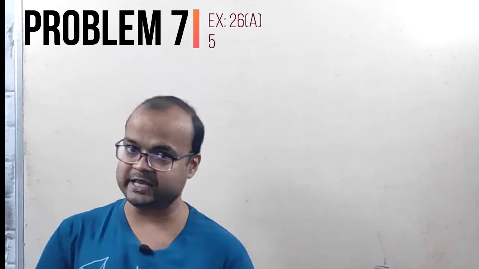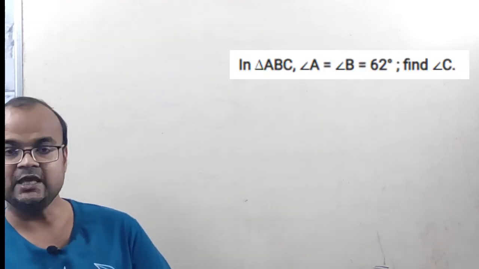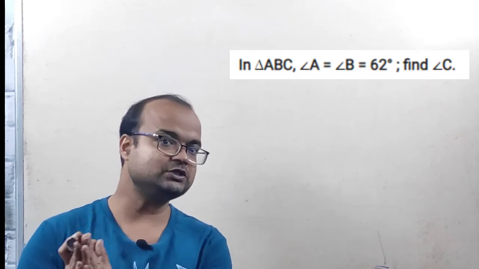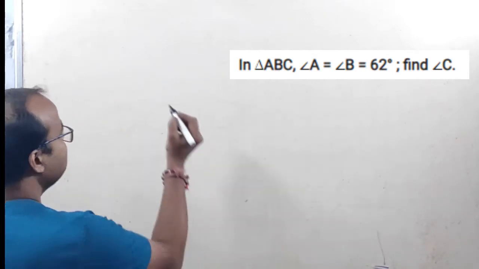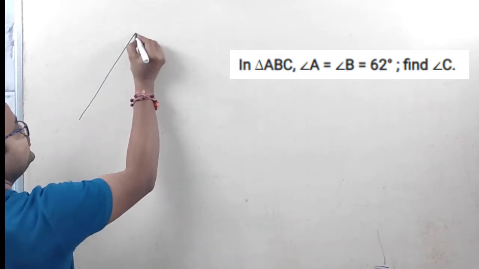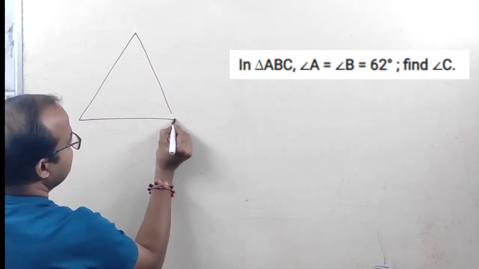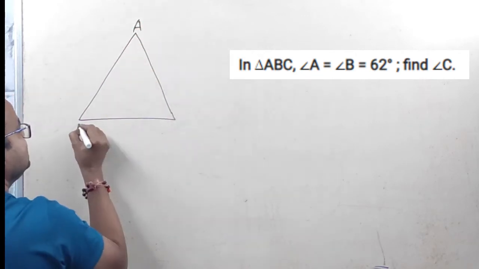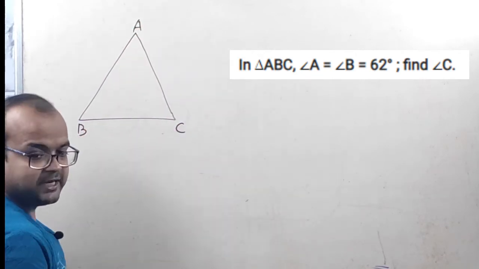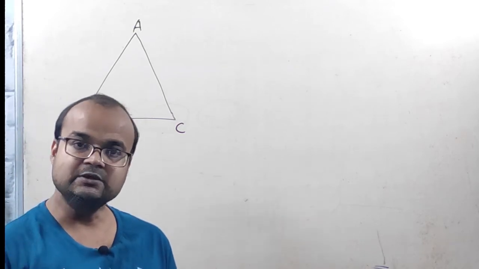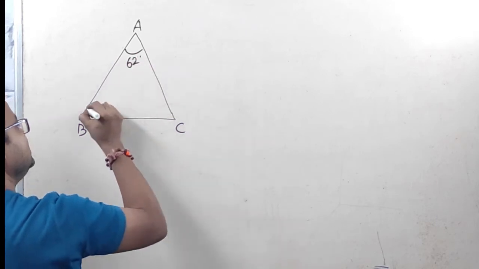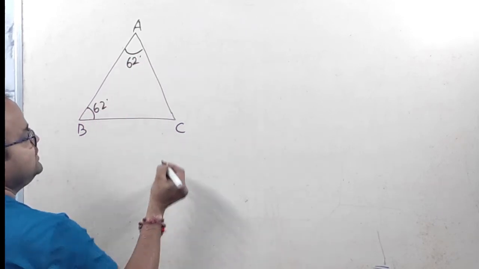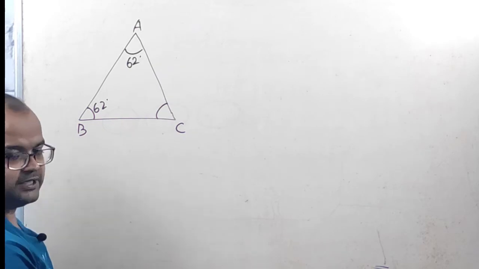Moving on to the next problem, it is given that in triangle ABC, angle A equals angle B equals 62 degrees. We need to find angle C. So, we draw a triangle ABC. Here angle A and angle B are both equal to 62 degrees. So this is 62 degrees, this is 62 degrees, and we need to find the value of C.